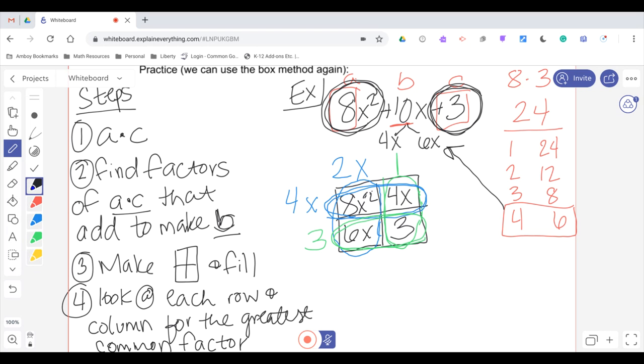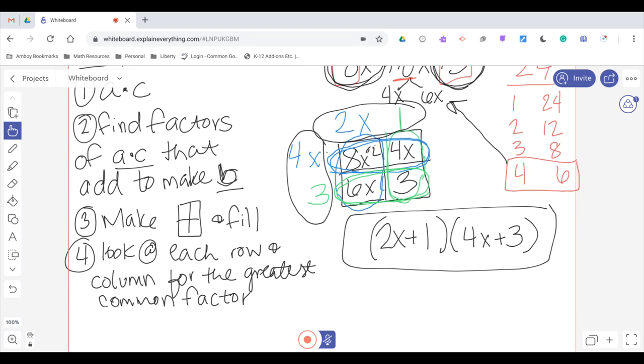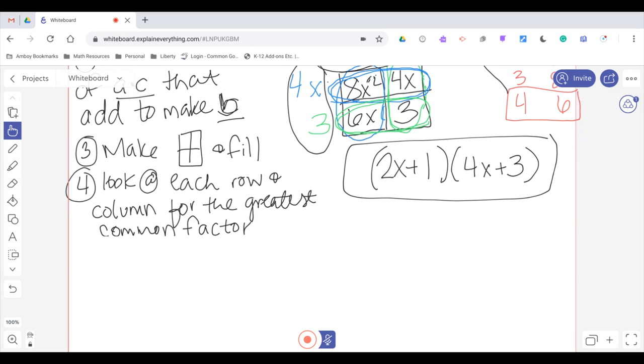Okay. So my last step is actually just to write out my answers, which are going to be the factors that I pulled out. So one parenthesis is going to be 2x plus 1, and the other is going to be 4x plus 3. Okay. That's kind of our step 5, I guess, is to write answers.